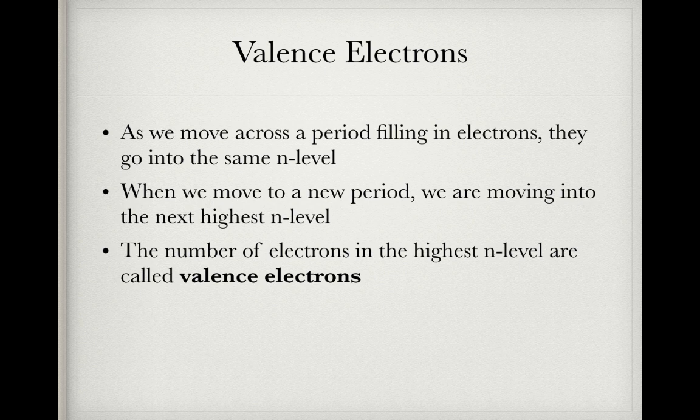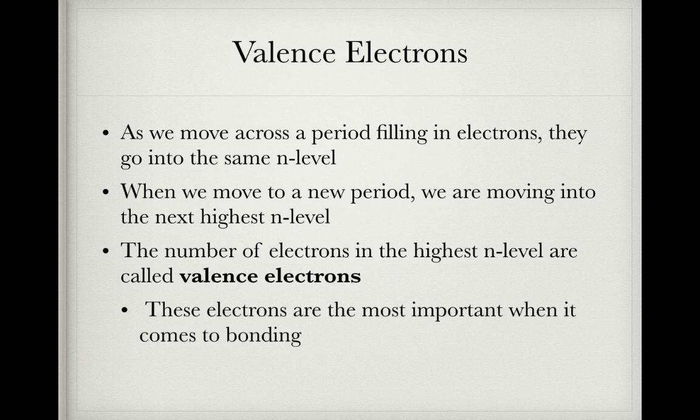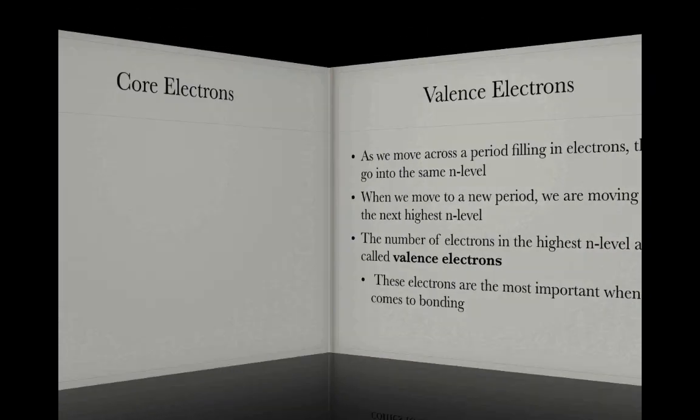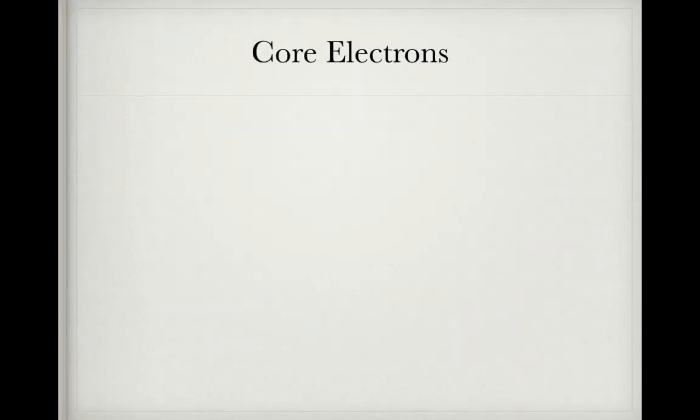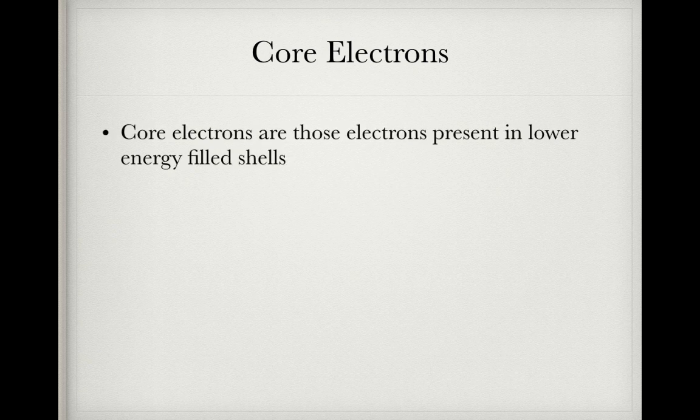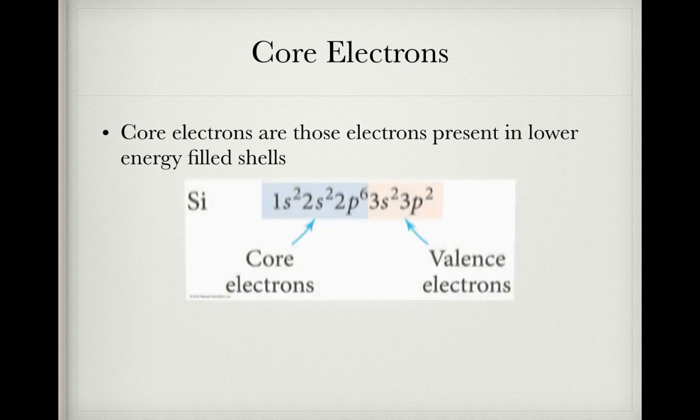These are the most important electrons that we have on an atom, because these are what do the chemistry. They get involved in the bonding, and they're the ones that we worry about most often. Any other electrons that we have in the atom are called core electrons. These are electrons in lower energy filled shells, and they're much closer to the nucleus. They're held very tightly by the nucleus, and they don't really get involved in any chemistry. So we really only concern ourselves with the valence electrons.